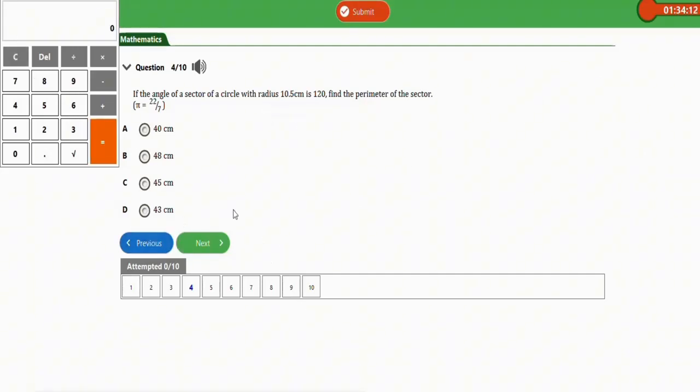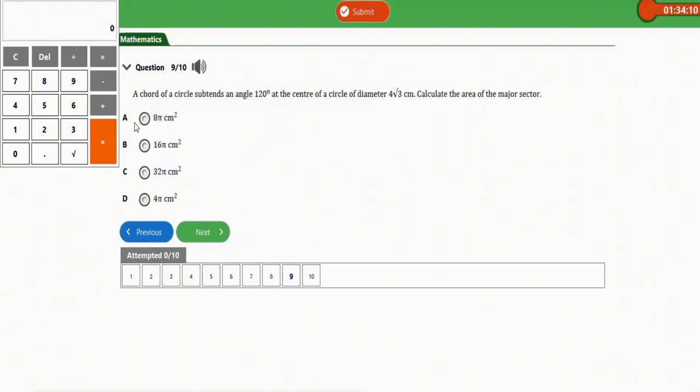Alright, so the last repeated question I'm going to solve will be this question. It says a chord of a circle subtends an angle of 120 degrees at the center of a circle of diameter 4√3 cm. Calculate the area of the major sector. Alright guys, now we are looking for the area of the major sector.